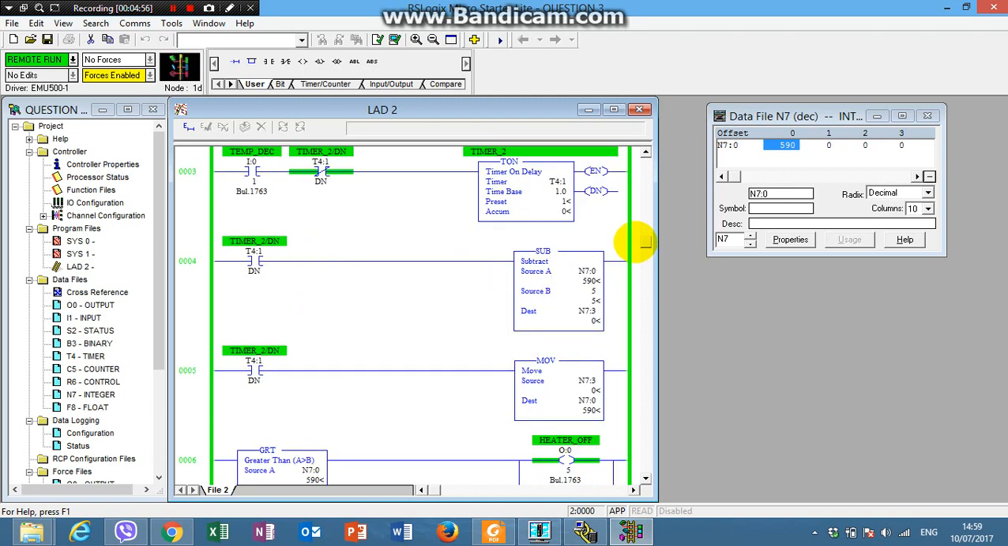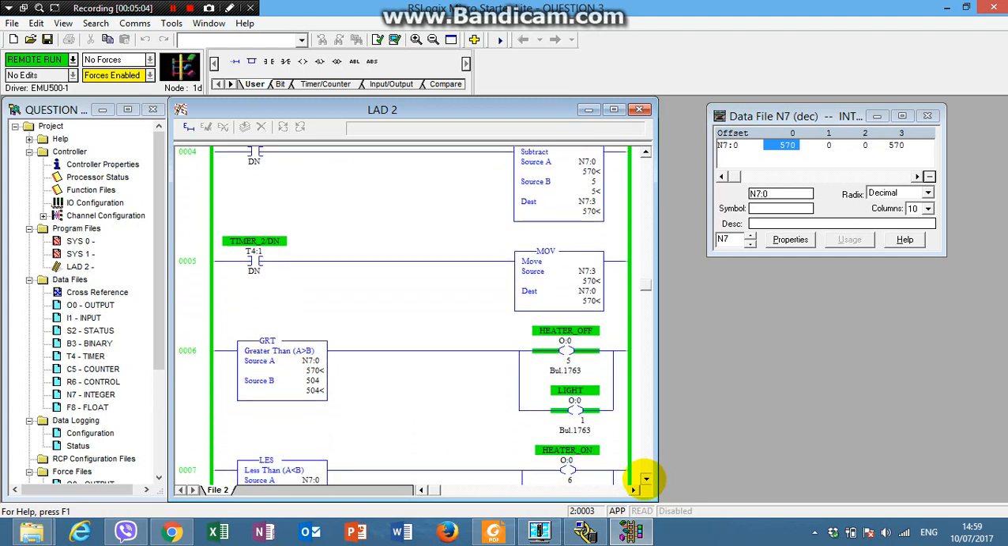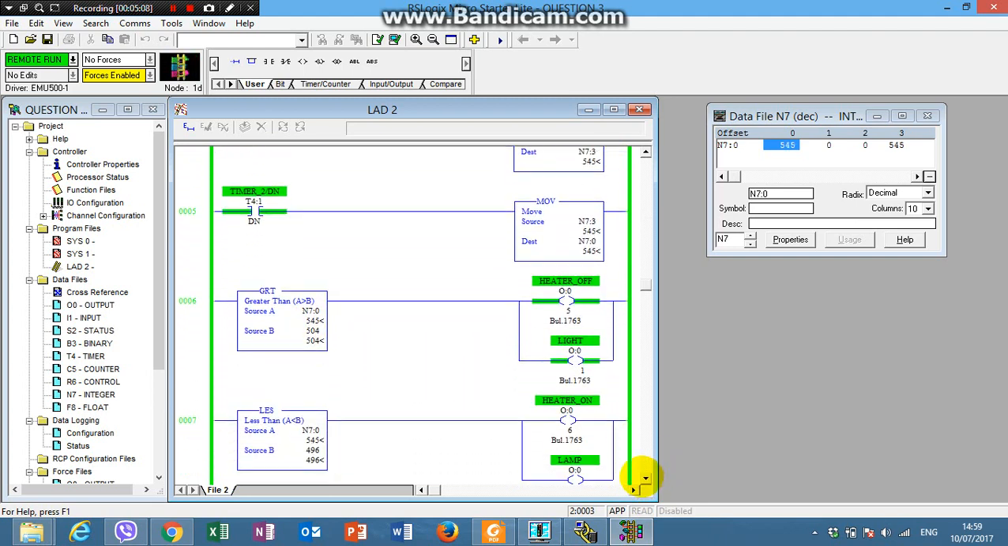Now I will try to decrease this. When I push this, the temperature starts to decrease by 5 every 1 second. So now you can see whenever this value is less than 504, these two go off, and when it reaches less than 496, these two get on. We can see right here, these two get on.